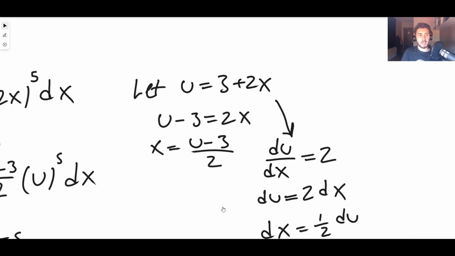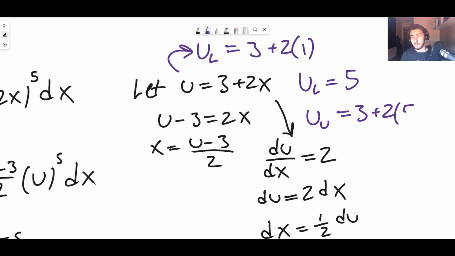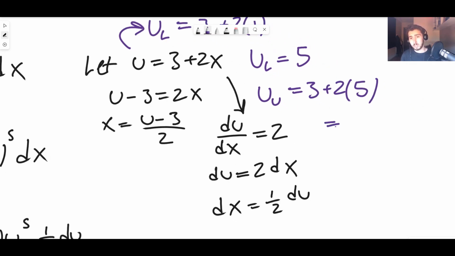So if the original limit was between 1 and 5, the limits in terms of u, let me do these in purple, the new limits, I'll call the lower limit ul, will be 3 plus 2 times the original lower limit in terms of x, which was 1. So the lower limit in terms of u is going to be 5, because it's 3 plus 2 times 1. Cool. And the upper limit, so u upper, is going to be 3 plus 2 times 5, because 5 was the upper limit for that integral. It was between 1 and 5. And 2 times 5 is 10, plus 3, that's going to give you 13. So that's equal to 13.